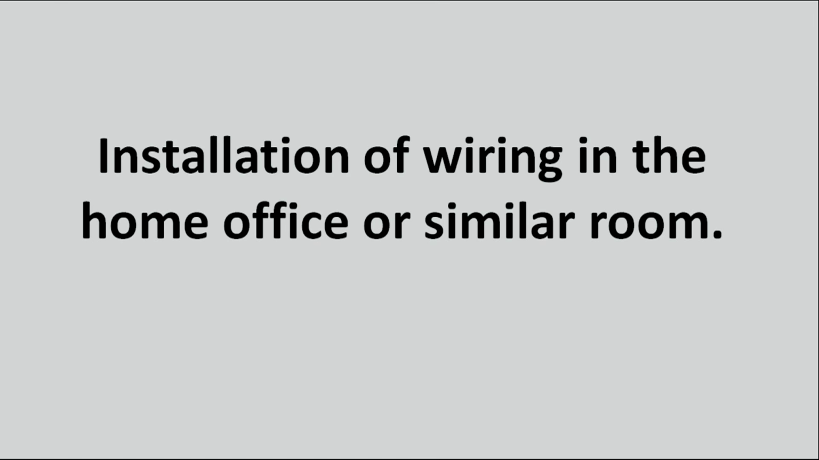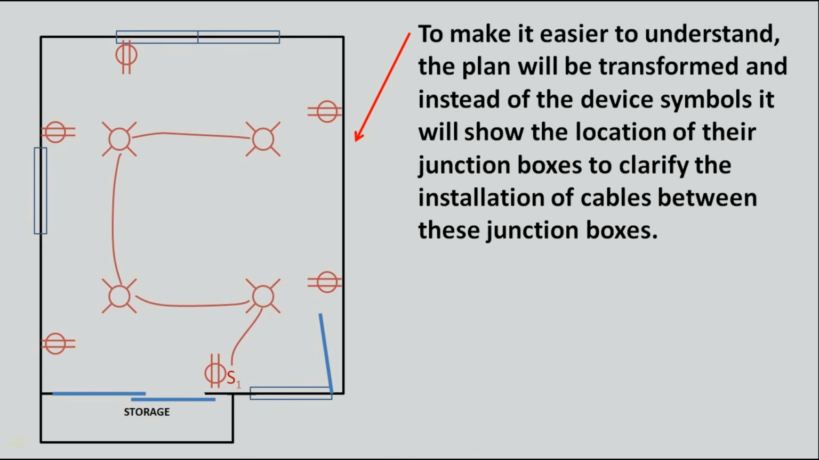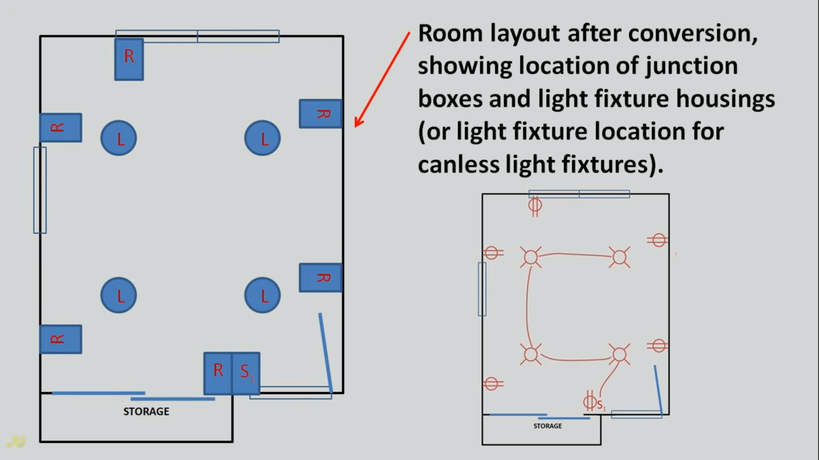Installation of wiring in the home office or similar room. Cable routing. To make it easier to understand, the plan will be transformed and instead of the device symbols it will show the location of their junction boxes to clarify the installation of cables between these junction boxes. Room layout after conversion, showing location of junction boxes and light fixture housings, or light fixture location for canless light fixtures.